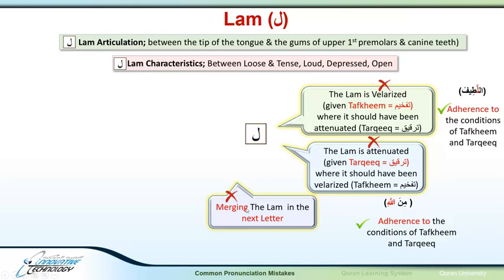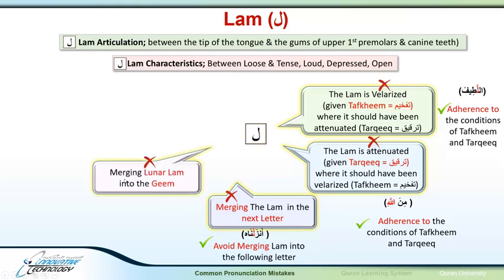The third mistake is merging the lam into the next letter. أنزلنا. After the lam there is a noon. So if we do idgham of the lam, we practically eliminate the lam and directly pronounce the za followed by the noon. أنزلنا. And this is wrong. There is no idgham for lam, and that merging shouldn't exist. And the right way of pronouncing it is like this. أنزلنا. So the lam should be clear and obvious. It should never be merged or mudgham. So avoid merging the lam into the following letter.